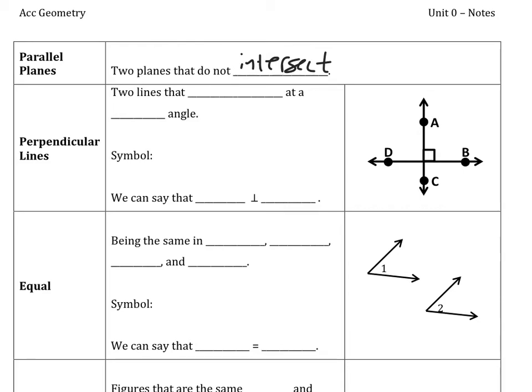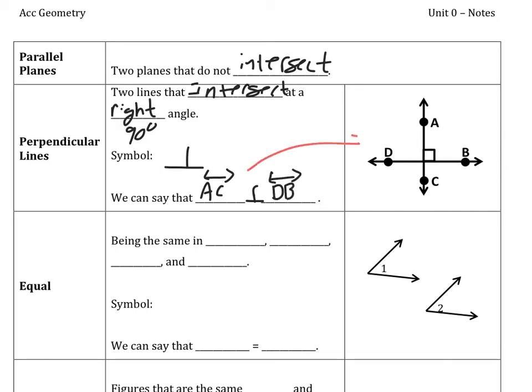Okay. Perpendicular lines are two lines that intersect, and they intersect at a right angle. So that's at 90 degrees. And we use this little upside down T to indicate perpendicular. And we can say that our two lines here, AC, and again, don't forget your line notation when you're naming lines, is perpendicular to line DB. And when we indicate this on a figure, that's where this little box here comes in. That's saying these two lines intersect at a 90-degree angle.